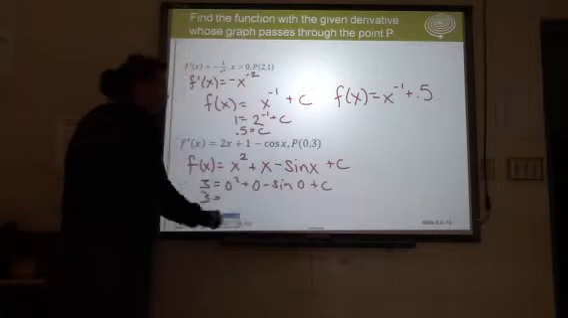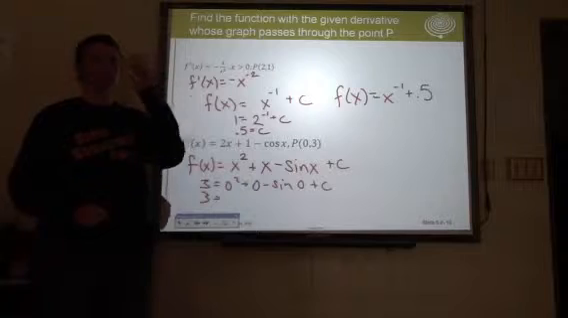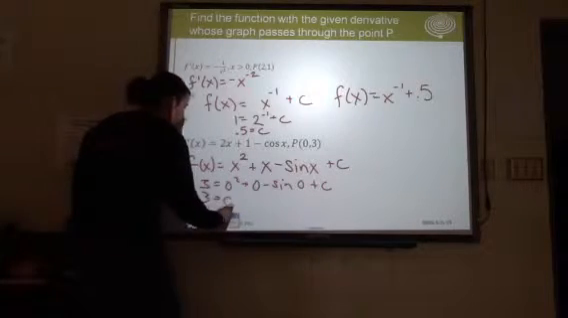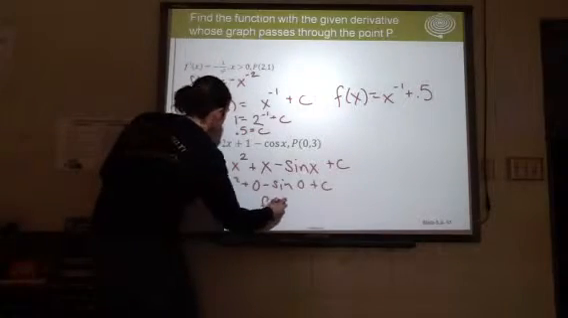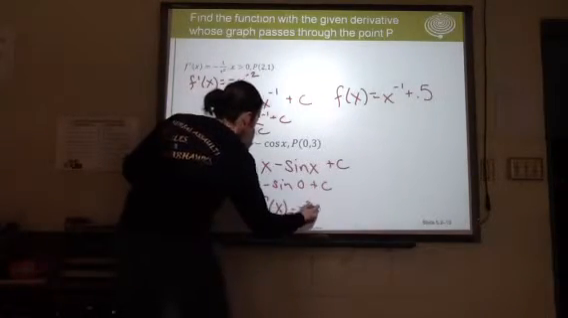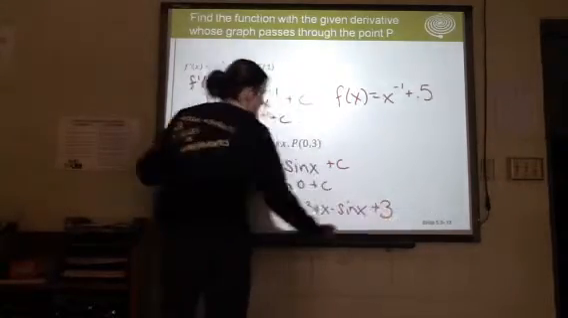3 equals, let's see, sine of 0. Sine starts at 0. So this is just c equals 3. So my final answer, f of x equals x squared plus x minus sine of x plus 3.